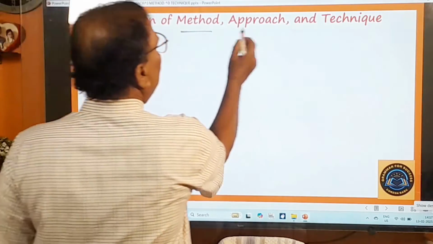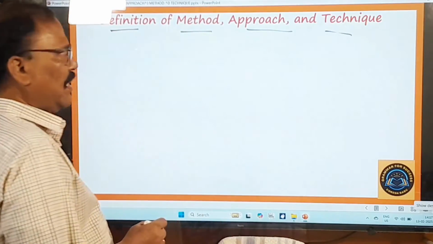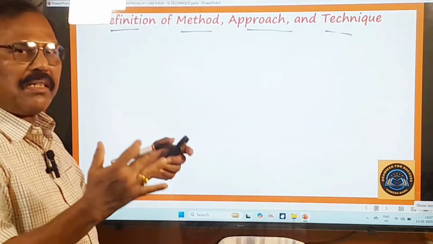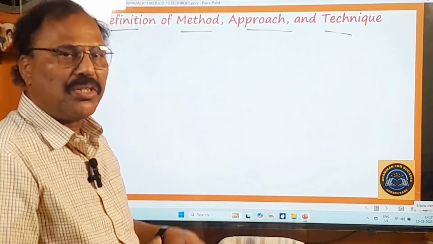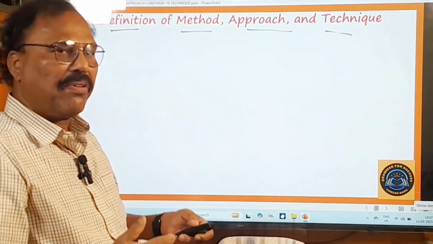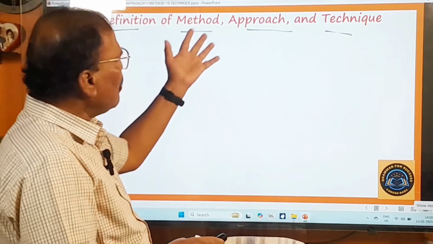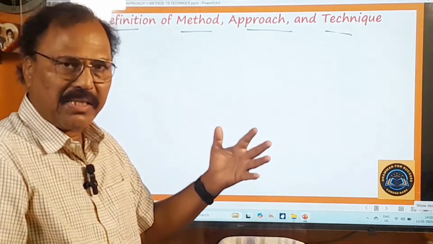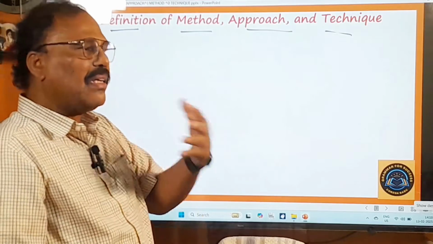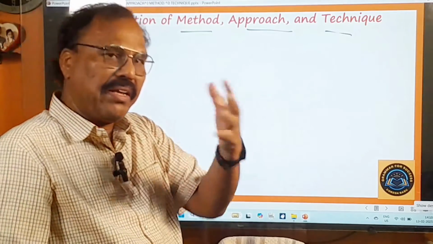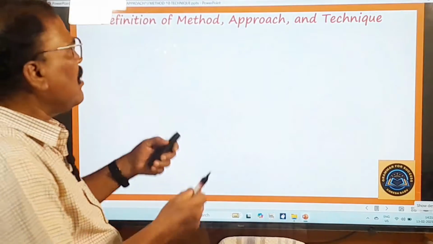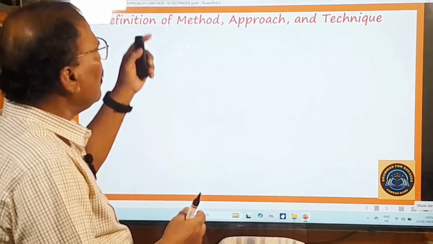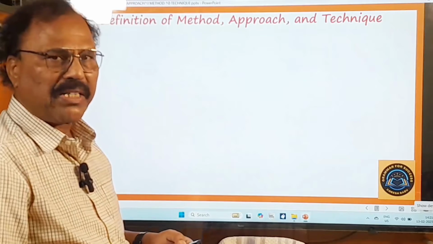Definition of method, approach, and technique. These are the basic aspects that every student of methodology should understand. If a student can understand these three important aspects thoroughly well, he can easily understand the various things that are going to be taught in this methodology. So let us now try to understand what these three important aspects are.